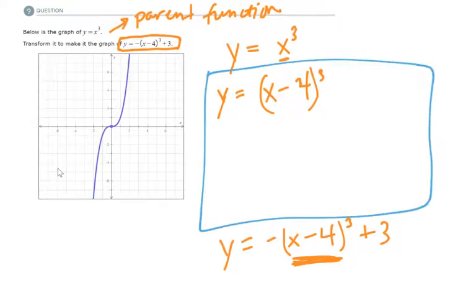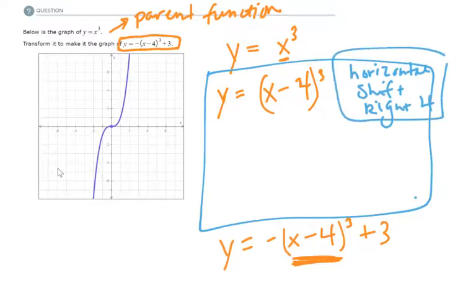When we subtract 4 from the x value in our parent function and then have that together cubed, it represents a horizontal shift. And this would be moving right by 4. So that is our first transformation that we're going to do. We're going to translate the graph 4 units to the right.